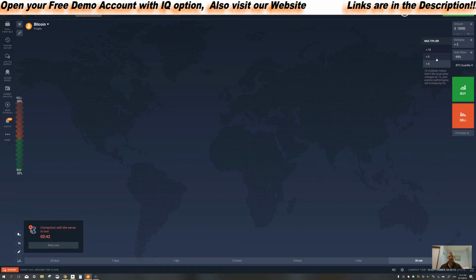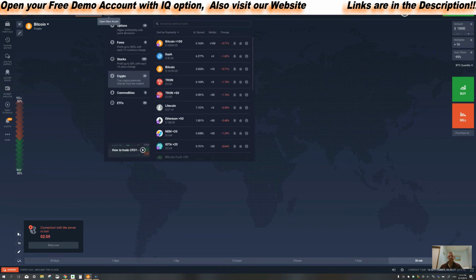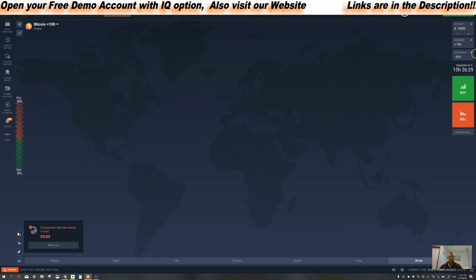And it works the same with 5x. It means you are now trading $5,000 of Bitcoin if you invested $1,000. And with 10x you're actually investing $10,000, multiplier 10. And Bitcoin even has the 100x. That means if you invest $1,000, you're actually investing $100,000, and that goes really quickly.